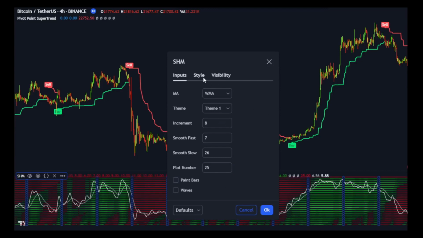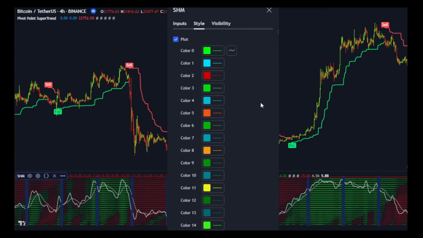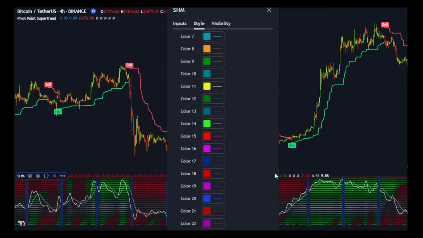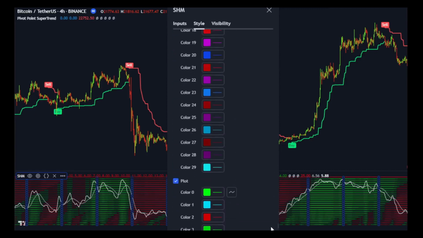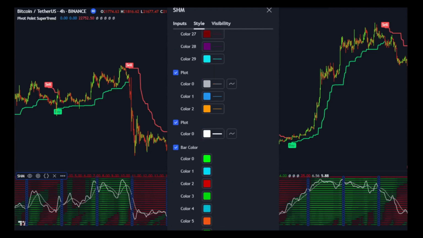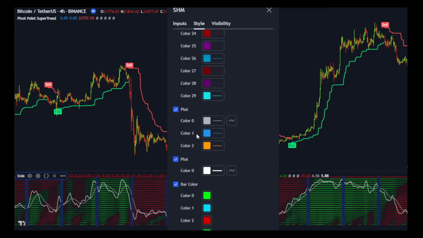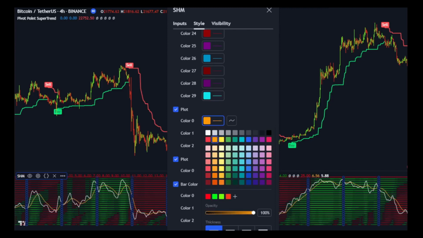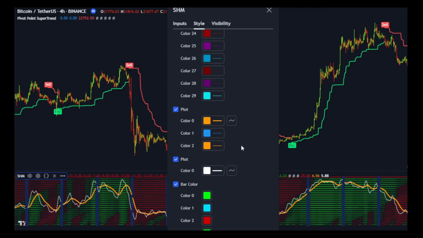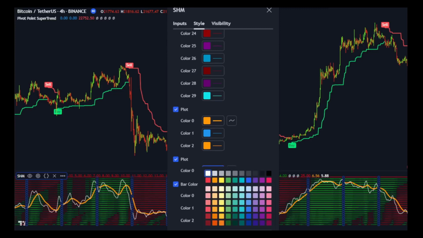Now we go to style in this indicator. To change the style we are going to go to the end below. And we are going to stop before bar color in the last two plots. Here we are going to find color 0 and we are going to change its color to orange and we are going to make the line thicker as well. Now we go to the last plot where it also says color 0 and we're going to change its color to white and we're also going to make the line thicker.